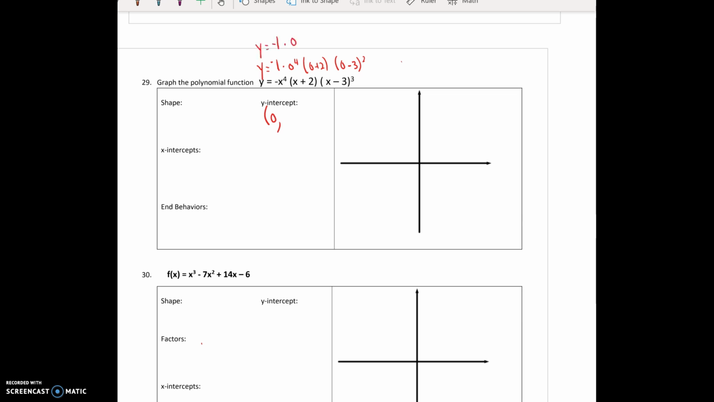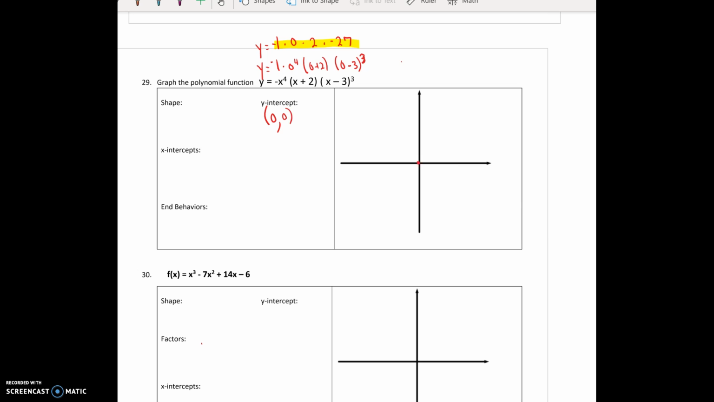0 to the fourth power is 0, 0 plus 2 is 2, and 0 minus 3 is -3, and I realize I wrote the second power to the third power. -3 to the third power is -27, and when I go through and just multiply all of this, I'm going to get y as being 0. So there's my y-intercept, 0, 0.